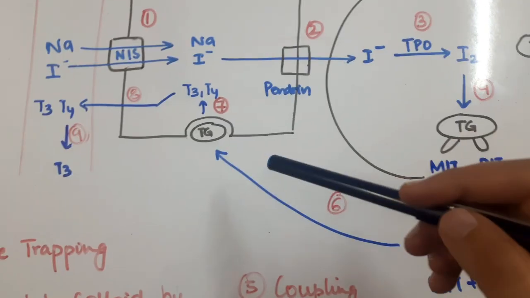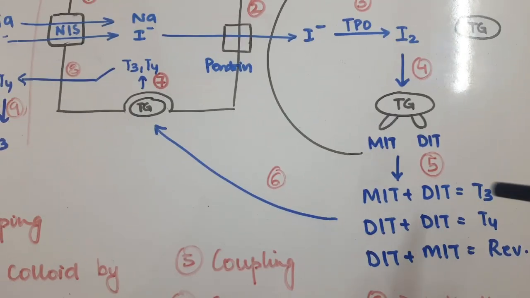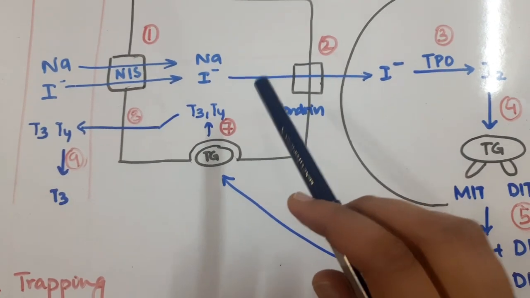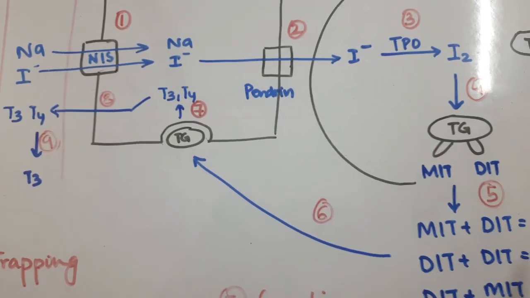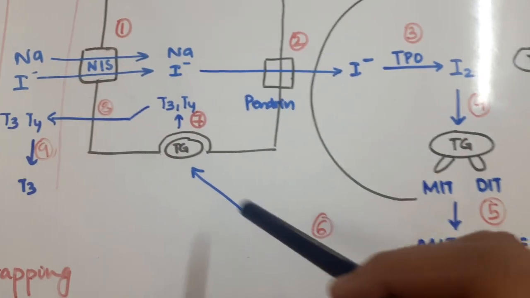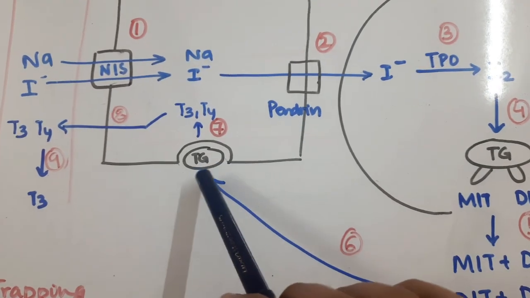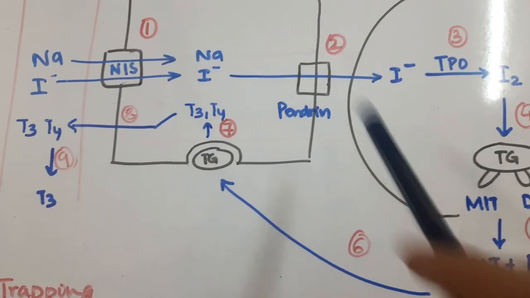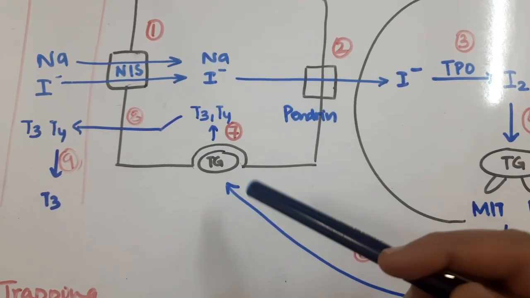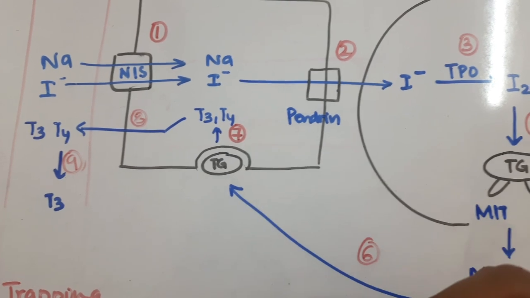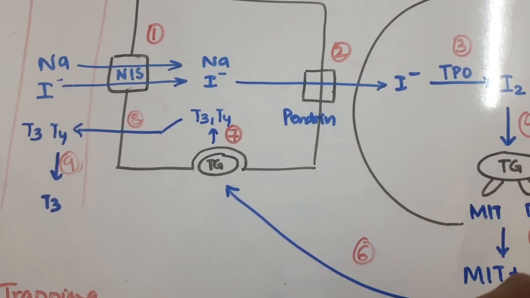In the next step, these thyroid hormones T3, T4 and reverse T3 are combined with thyroglobulin. All these hormones are combined with thyroglobulin, and in the sixth step, this thyroglobulin is taken inside the thyroid follicular cell. It is taken back inside by the process of endocytosis. So endocytosis is the next step, the sixth step.